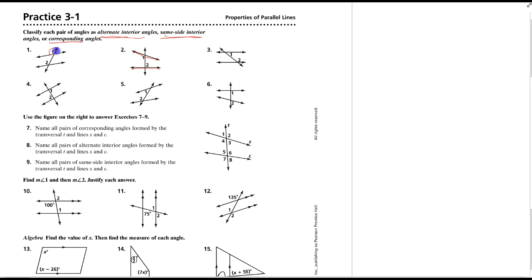So here we have angle 1 with angle 2. They're on the same side of the transversal, so alternate interior is not a possibility. We're down to same side interior or corresponding. Same side interior means that both angles have to be inside these coplanar lines. That is not the case for number 1, so number 1 has to be corresponding angles.